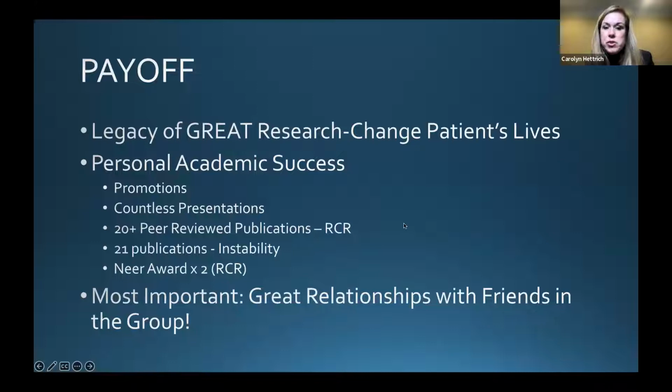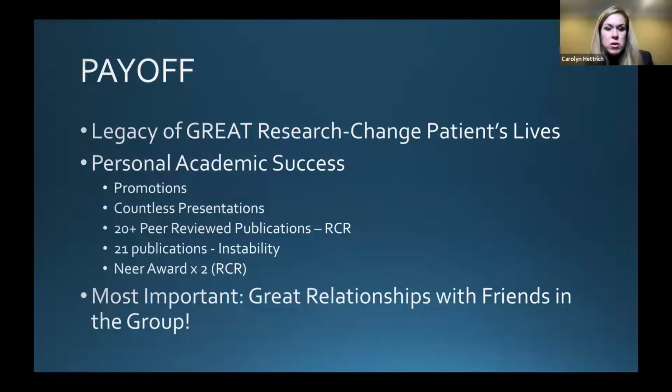So the payoff is you make great research that can change patient lives. There's a lot of academic success for promotions. You get tons of presentations. Rotator Cuff has done 20 plus publications. Instability, we haven't even gotten our 2-year data out. We have 21 publications. We just had number 22 approved today.